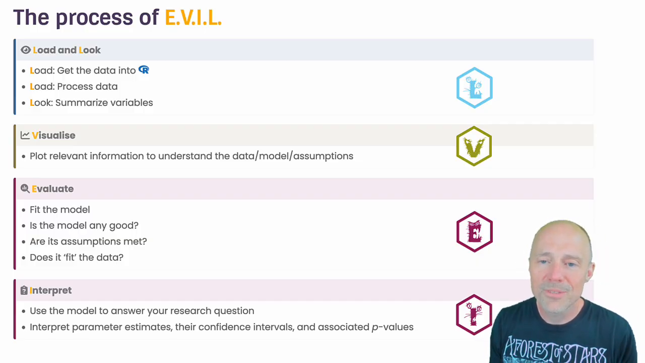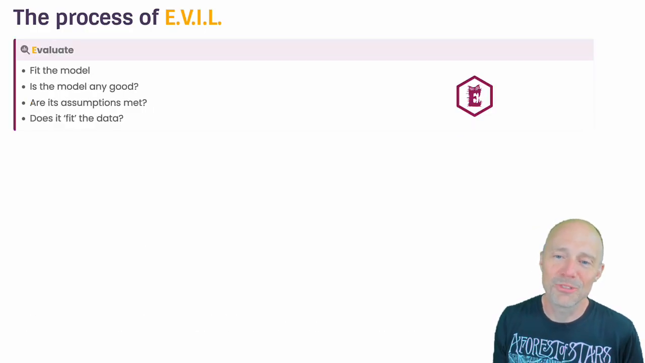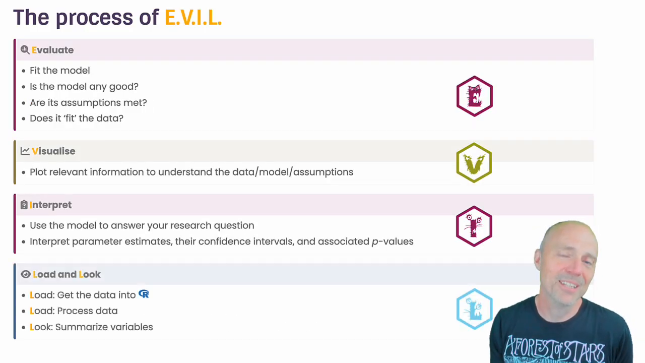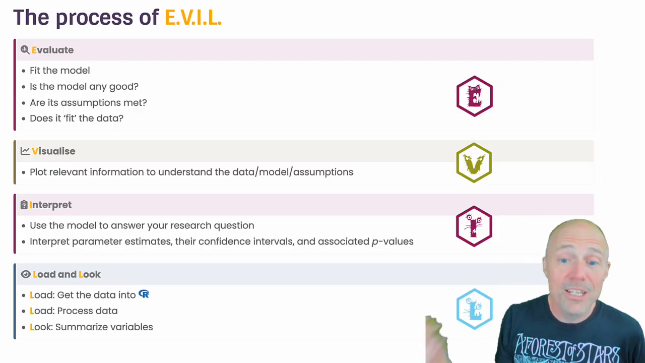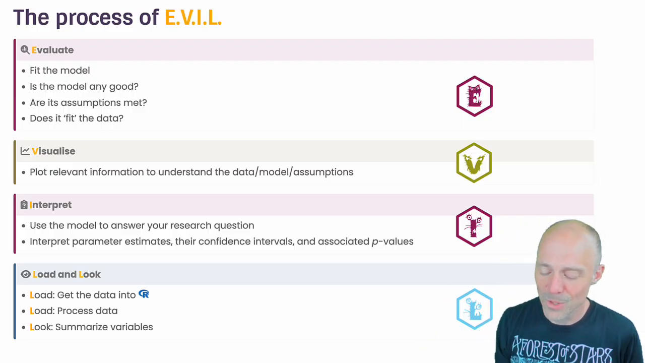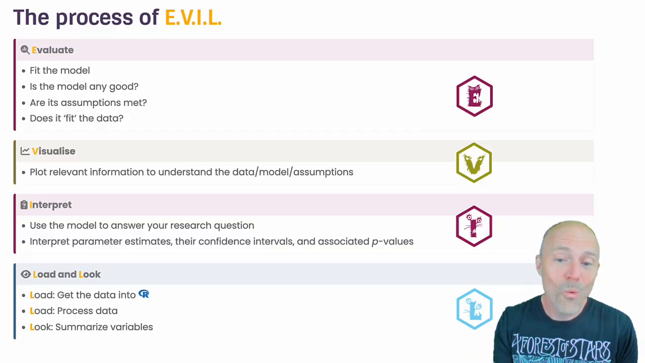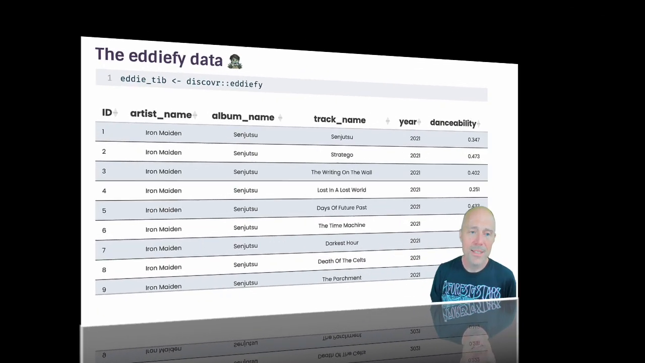So, this gives us the acronym of E.V.I.L, but that's much nicer if we just reorganize it into E.V.I.L, even though that's not necessarily the order in which we'll do things. So E.V.I.L helps us to keep in check the things we need to do when we fit statistical models. Any statistical model, you will always do these things. Let's have a look at this in practice.